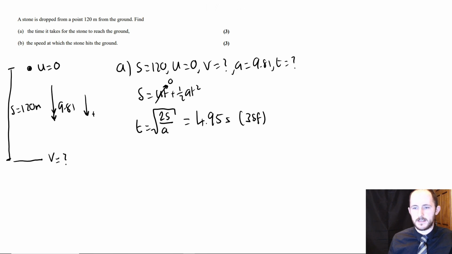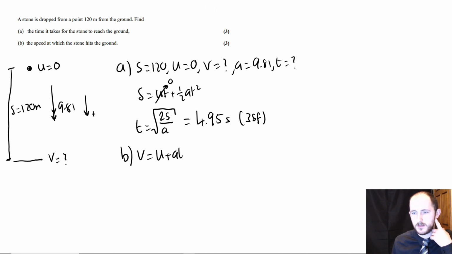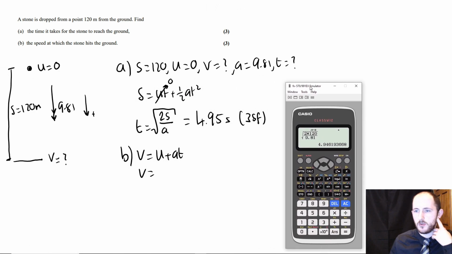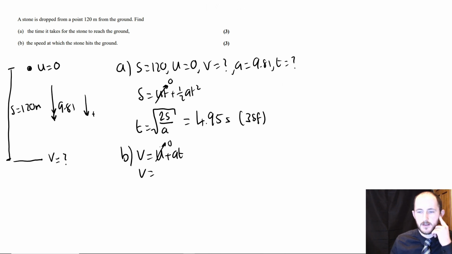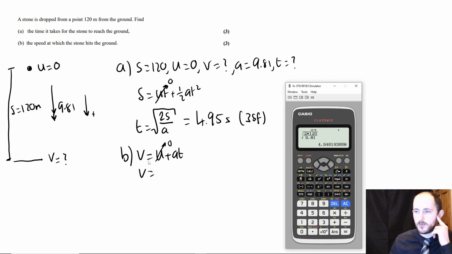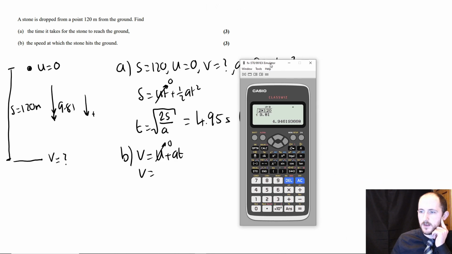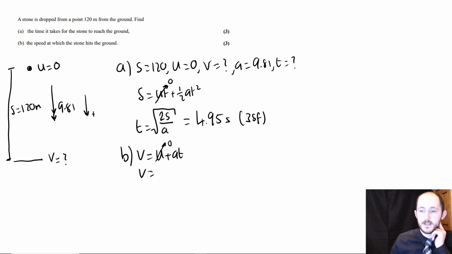Really quick, really easy. B, the speed at which it hits the ground. You can use pretty much any equation you want because we have everything else. v equals u plus at is a very fast one to use. So we have u, which is 0, so again we're just getting rid of that. a, which is 9.81. So we can just do our answer times 9.81, so we even keep a perfectly accurate answer. 48.5 meters per second.